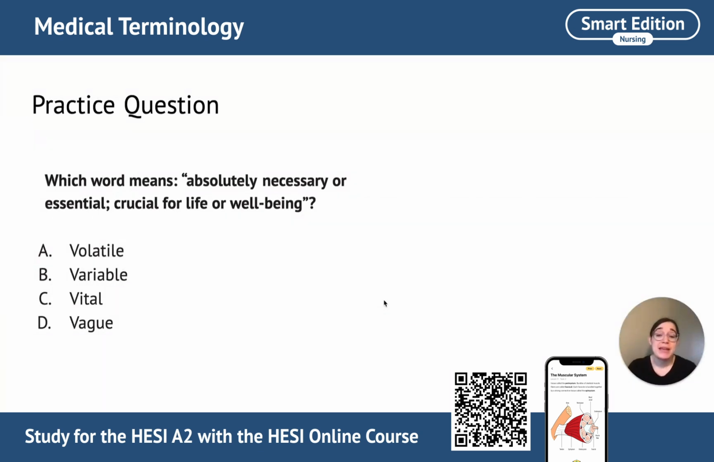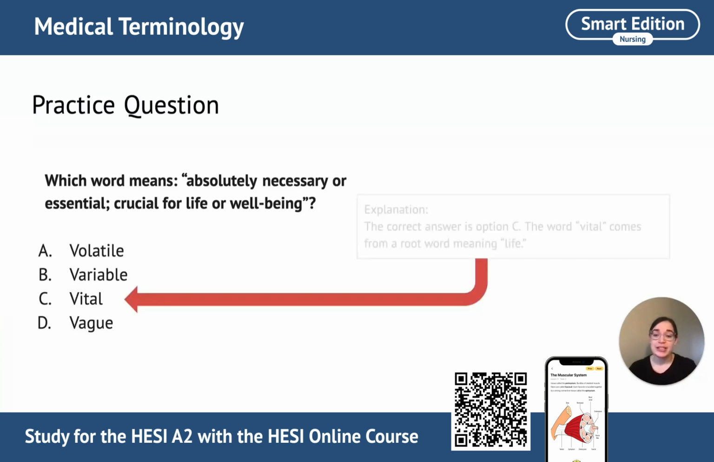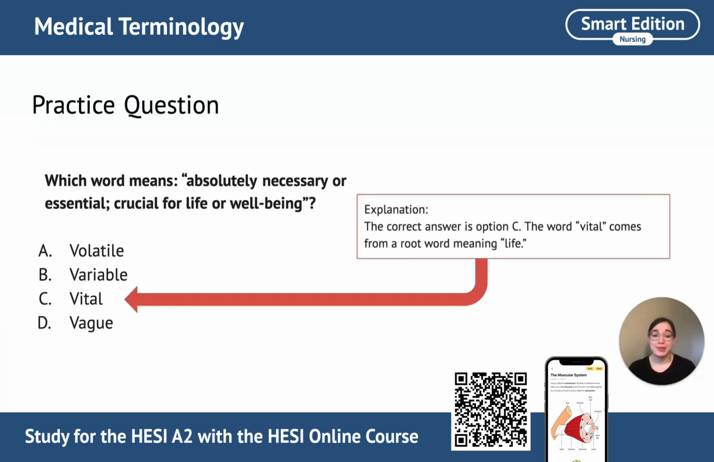All right, which word means absolutely necessary or essential, crucial for life or well-being? Is it A, volatile? Is it B, variable? Is it C, vital? Or is it D, vague? And the correct answer here is option C, vital. So that word vital, it literally derives from a root word that means life. And so you can see how that root definition relates to the meaning that we're provided in this question. Absolutely necessary or essential, crucial for life. There's the meaning of our root word, or well-being.